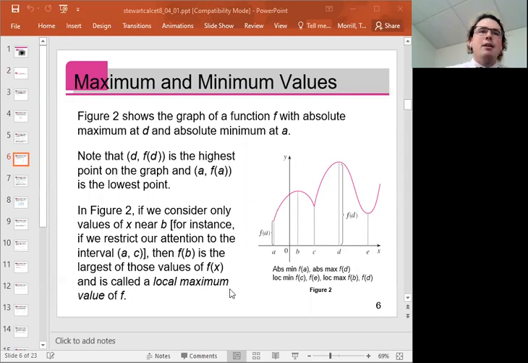So my vocabulary here is that this is the local maximum of the function, the local minimum, and there can actually be more than one, of course. So here's a local minimum, here's another local minimum, here's a third local minimum, and so on. So what we're going to do to find these, surprise, surprise, involves the derivative.